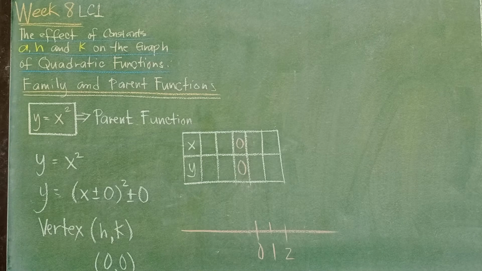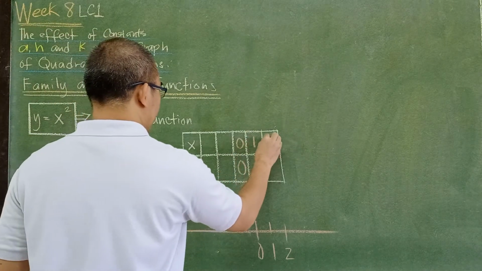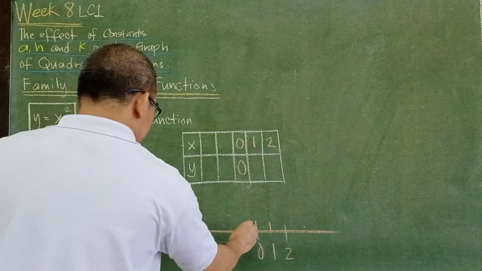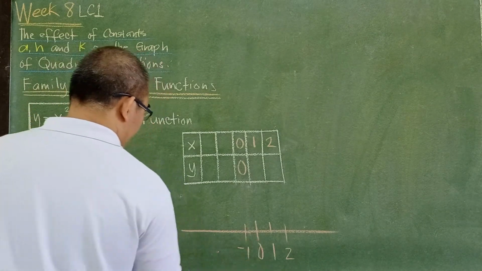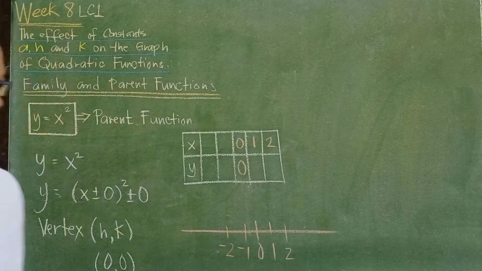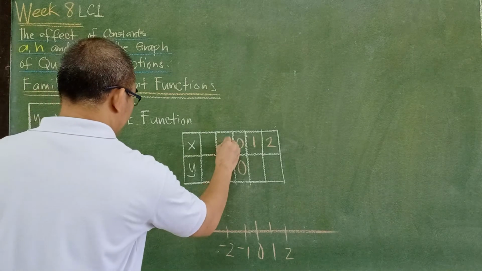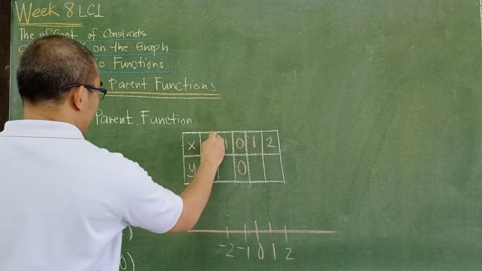So sa kanan ng 0, you have positive 1 tsaka positive 2. So this will be 1 and 2. Tapos mamimili ka din ng number sa kaliwa ng 0. So sa number line, yung nasa kaliwa ng 0 is negative 1 tsaka negative 2. Tama? Sa number line, yung sa kaliwa is negative 1 tsaka negative 2. So yung negative 1, ilalagay mo din doon sa may kaliwa ng 0, dito sa may table natin. So this will become negative 1. And this is negative 2.